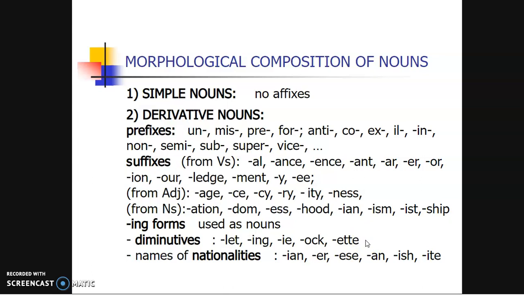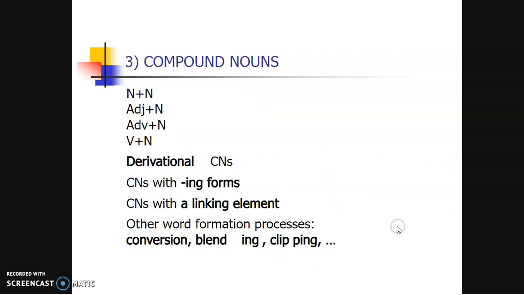Prefixes: un, mis, pre, for, anti, co, ex, il, in, non, semi, sub, super. Suffixes will be all, and, ens, and etc. Ing forms used as nouns also. The diminutives, for example, let, ing, y, or, it. Names of nationalities: Japanese, Chinese, Korean, Turkish, for example, compound nouns.